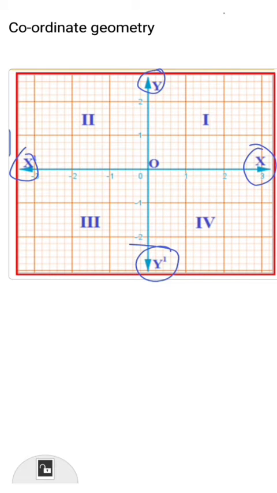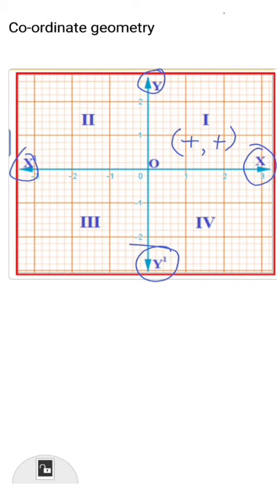We have four quadrants: first quadrant, second quadrant, third quadrant, and fourth quadrant. In the first quadrant, the value of x and the value of y both are positive. What is the value of x? The value of x is known as abscissa, and the value of y is called the ordinate or y coordinate. Together, these are called coordinate points.